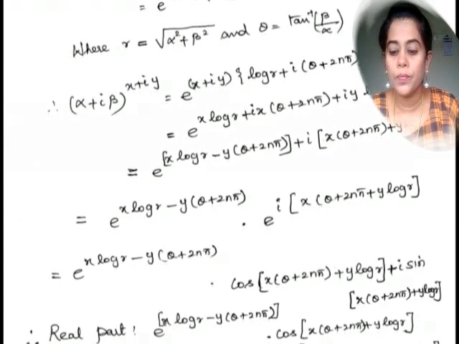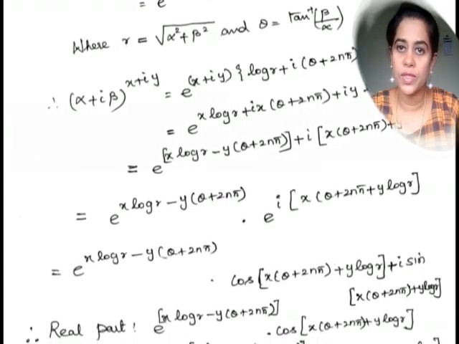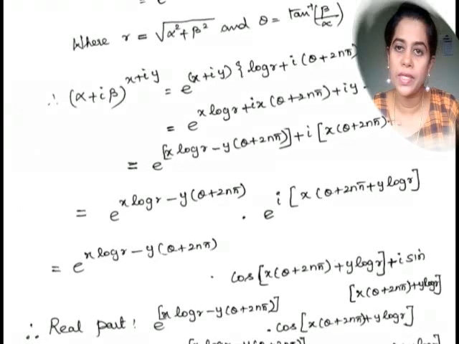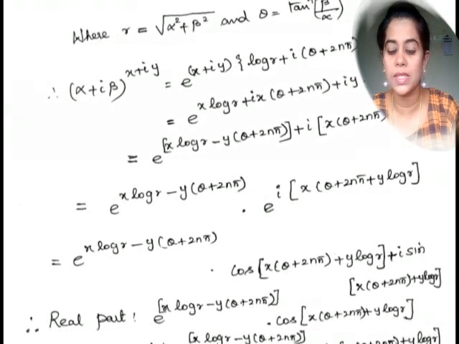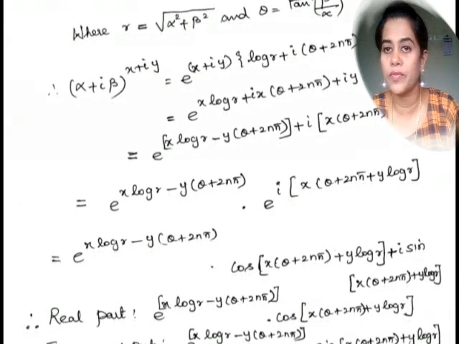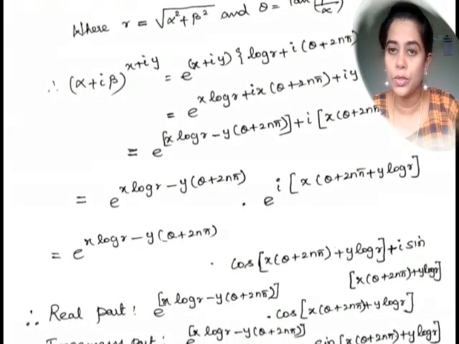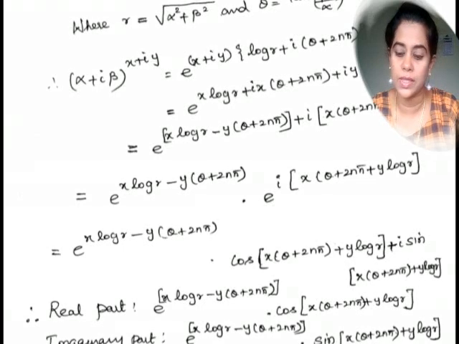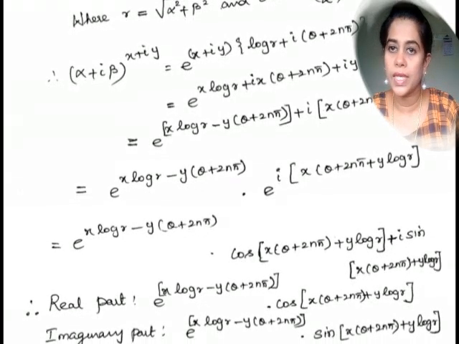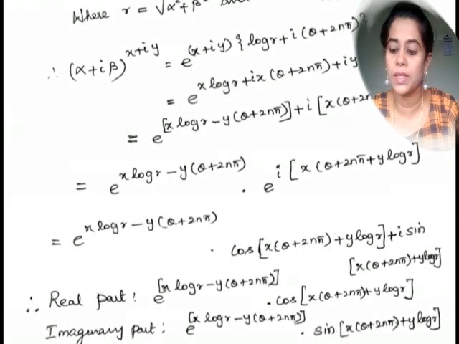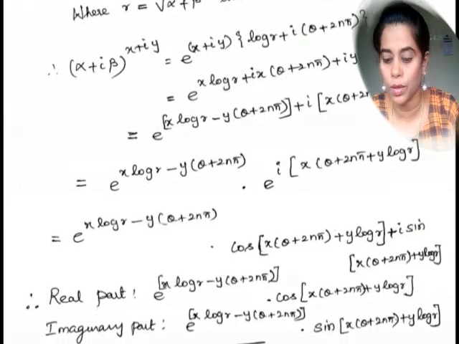And this is equal to, what is e power of i theta? We know that e power of i theta is cos theta plus i sin theta. According to that, we can write it as e power of [x log r minus y times (theta plus 2n pi)] into cos of [x into (theta plus 2n pi) plus y log r] plus i sin of [x into (theta plus 2n pi) plus y log r].